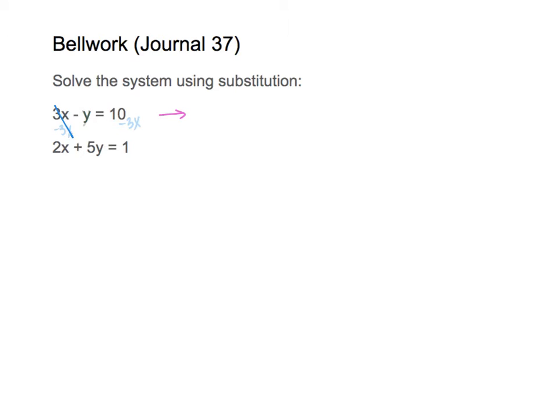This would be negative y equals 10 minus 3x, and then I would just divide by a negative 1 here, and so then that would cancel. So y is equal to negative 10 plus 3x after I divide by a negative 1. So here's my equation, and I've solved for y.